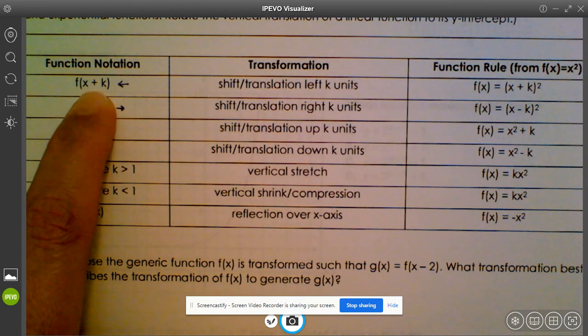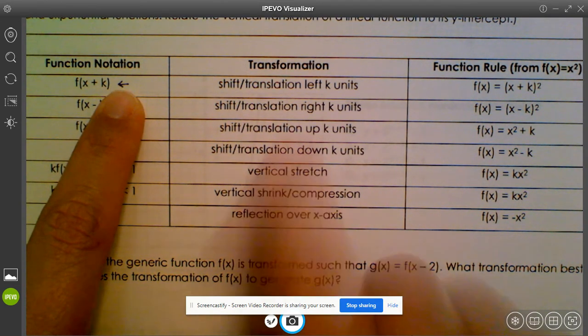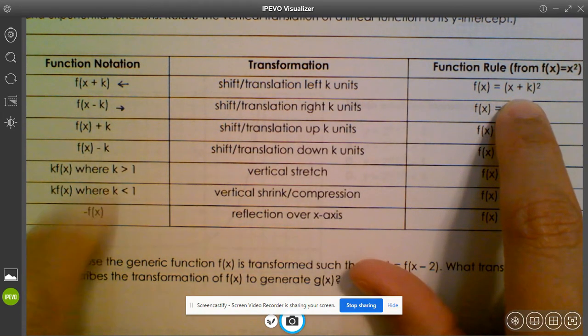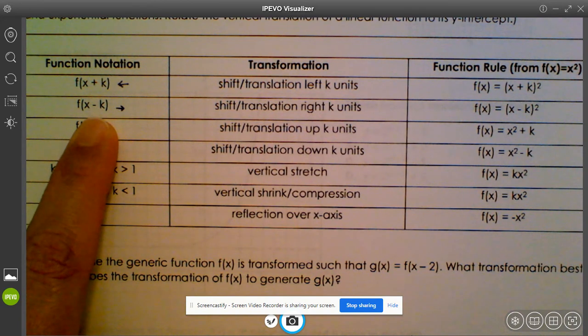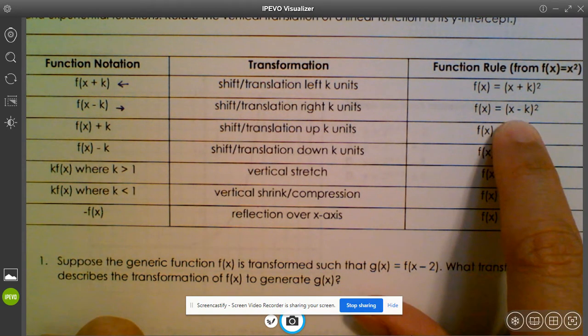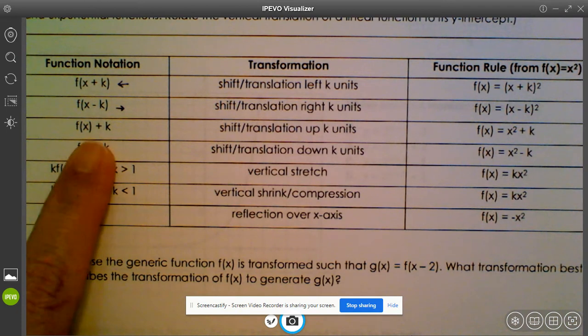When we add to the x coordinate, we shift to the left. We translate to the left. And this is what it will look like within a function. When we're subtracting k, then we have a shift to the right, and it looks like this. Now notice on the third one, the k is outside the function.